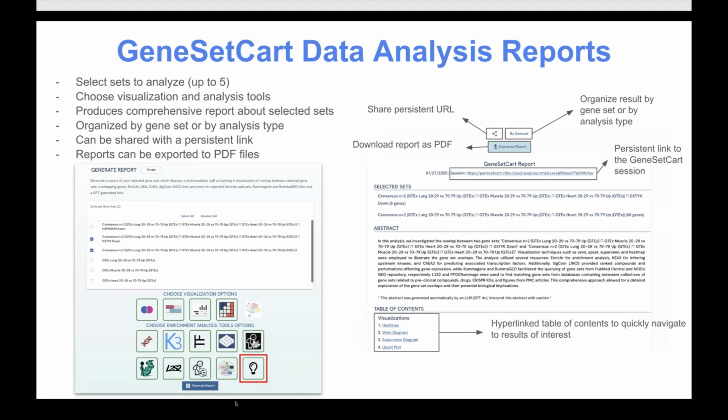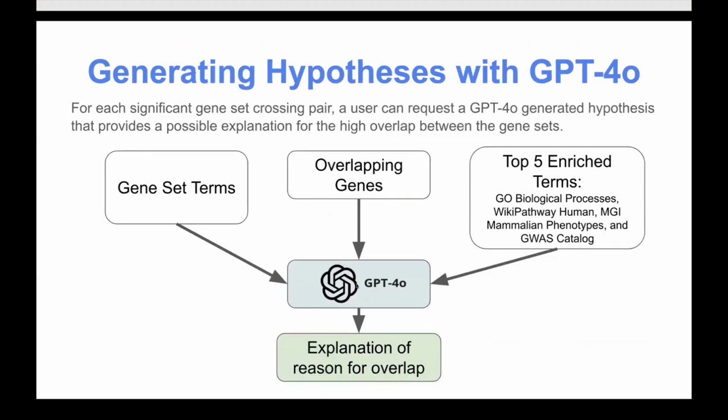Importantly, we also have a hypothesis generation button here under the enrichment tools analysis option. And this enables you to generate a hypothesis of why 2 sets might be overlapping when you select 2 sets from the set selection menu above. So we do this using an LLM, in this case GPT-4o, where we provide it, along with the system prompt, the gene sets, the terms of each gene set, the overlapping genes, as well as the enriched terms from several libraries, which includes GO Biological Processes, WikiPathways, MGI Mammalian Phenotypes, and the GWAS Catalog, asking the model to produce a reasonable explanation for the overlap using those enrichment terms and the various information we've provided it.